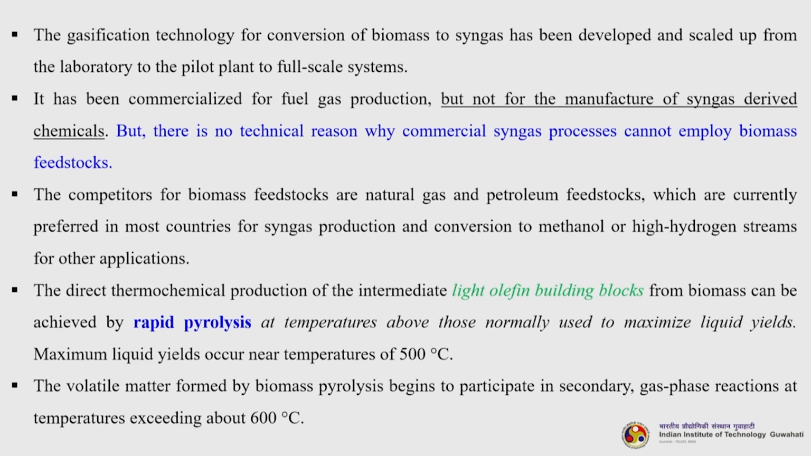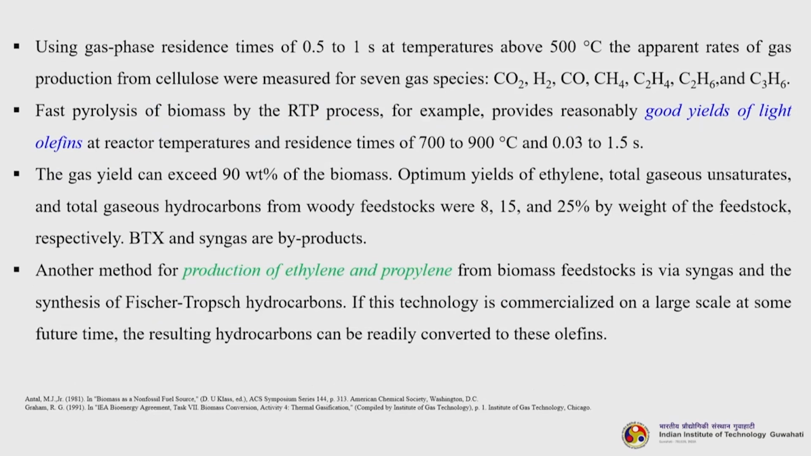The direct thermochemical production of the intermediate light olefin building blocks from biomass can be achieved by rapid pyrolysis at temperatures above those normally used to maximize liquid yields. Maximum liquid yields occur near a temperature of 500 degree centigrade. The volatile matter formed by biomass pyrolysis begins to participate in secondary gas phase reactions at temperatures exceeding about 600 degree centigrade. Using gas phase residence times of 0.5 to 1 second at temperatures above 500 degree centigrade, the apparent rates of gas production from cellulose were measured for 7 gas species: carbon dioxide, hydrogen, carbon monoxide, methane, C2H4, C2H6 and C3H6.